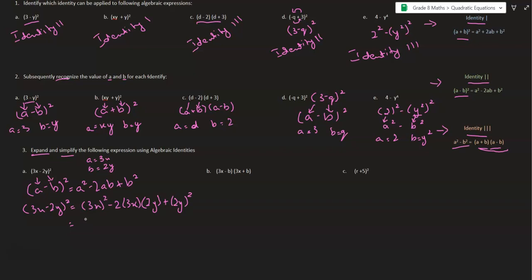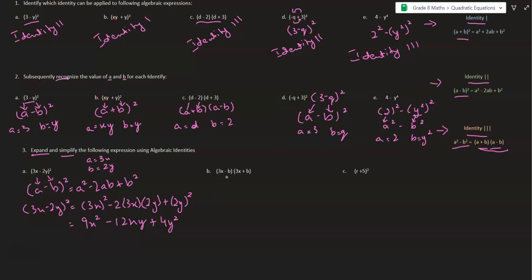So 3 square is 3 3s are 9, x square, minus, plus minus minus plus minus, 3 2s are 6, 6 2s are 12, x into y, plus, and that's 2 into 2, 4. We take a square of 2 and y square and a plus sign. Now we have expanded this expression using the identities.